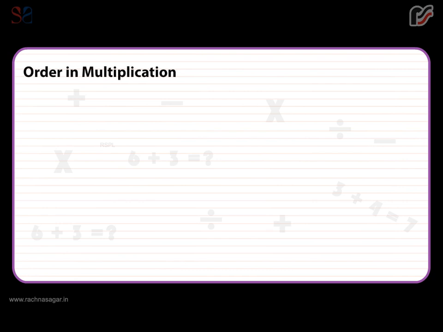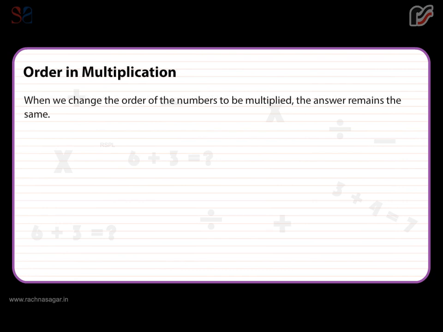Order in multiplication. When we change the order of the numbers to be multiplied, the answer remains the same. 2 multiply by 3 is equal to 3 multiply by 2. Or 6 is equal to 6. 5 multiply by 2 is equal to 2 multiply by 5. Or 10 is equal to 10.